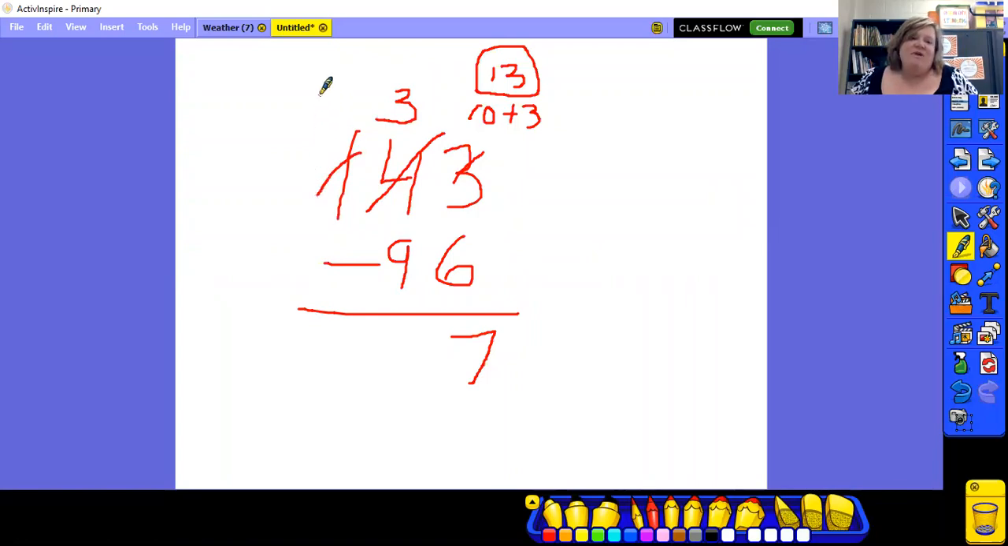So I take the 100, sorry, I break it up. Now I have 0 hundreds. And I add 10 here. So now I have 10 plus 3 is 13. And 13 minus 9 is 4.